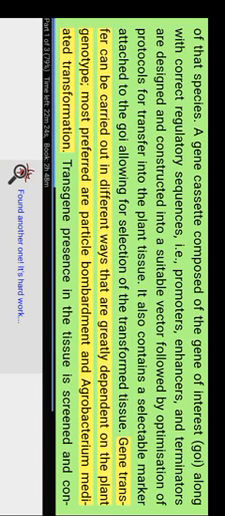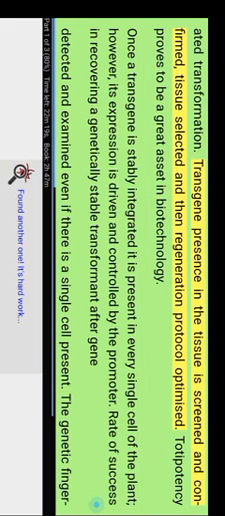Gene transfer can be carried out in different ways that are greatly dependent on the plant genotype. Most prefer a particle bombardment and agrobacterium-mediated transformation. Transgene presence in the tissue is screened and confirmed, tissue selected, and then regeneration protocol optimized.